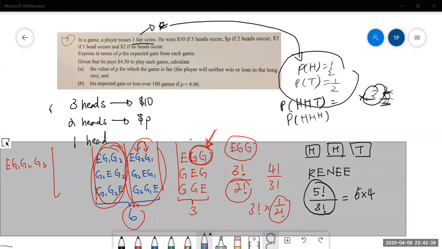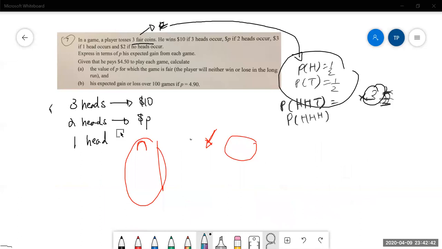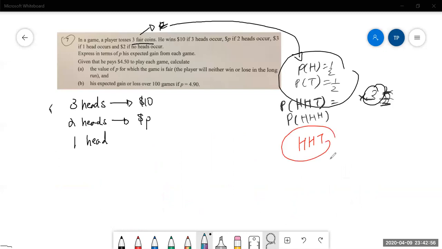Okay, and we come back to this. For HHT, same thing. Now you know how to rearrange HHT. It will be 3 factorial divided by 2 factorial, and then we need to multiply by half times half times half, which is also equivalent to HHH. But for HHH, we don't need to multiply by 3 factorial or 2 factorial because it's just 3 H's. I hope that answered your question.